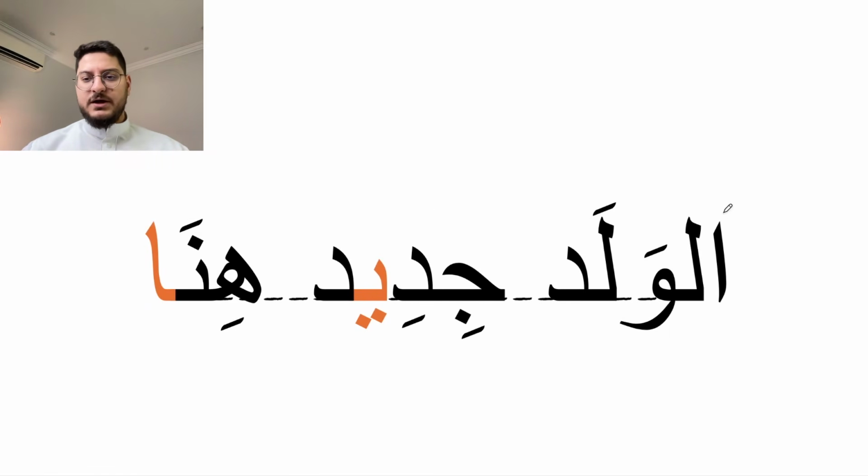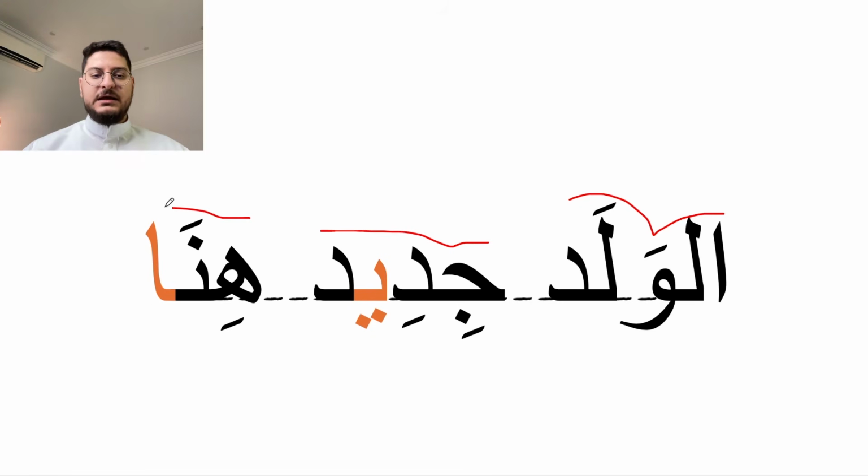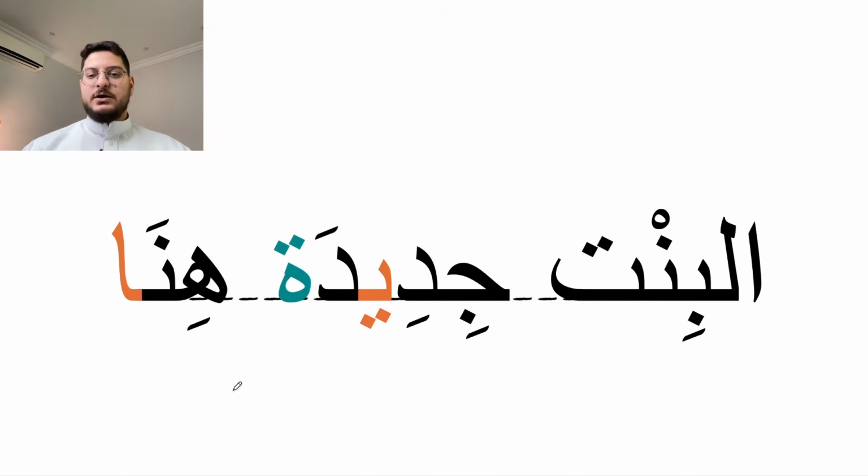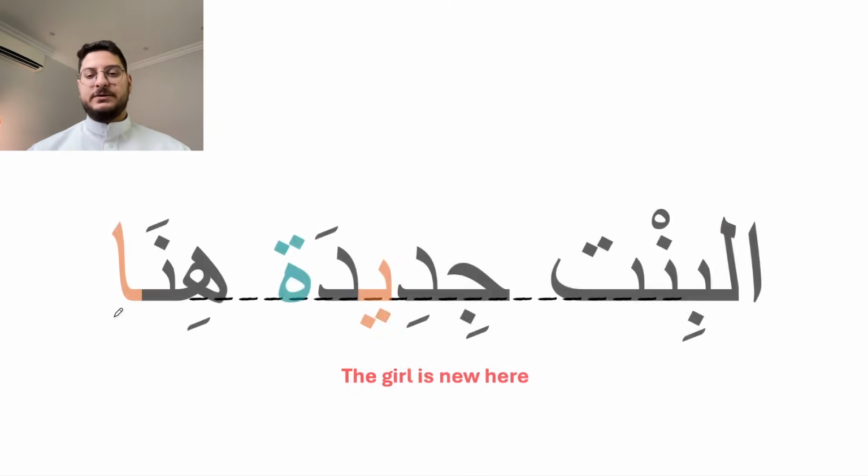So here we have الولد, the boy, جديد is new, هنا, here, الولد جديد هنا, the boy is new here. Let's look at this sentence now. البنت, so the girl, جديدة, notice that I'm adding a تاء مربوطة to make جديدة feminine. البنت جديدة هنا, the girl is new here.